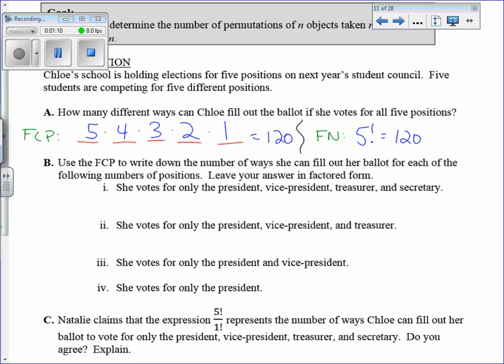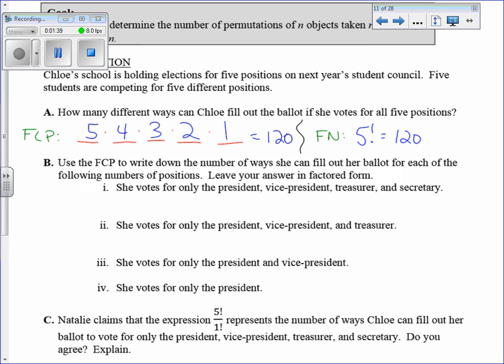So what we're going to do now is use the fundamental counting principle to look at what if she doesn't vote for all 5 positions? Like what if she only votes for 4 of them, or 3 of them, or 2 of them? And I want to stress that everything that we're doing today can be done using the fundamental counting principle with lines, or it can be done with the formula that I'm going to introduce. They both mean the same thing. So what I'm teaching you now is essentially the fundamental counting principle. We're just not always running down to there only being one choice at the end.